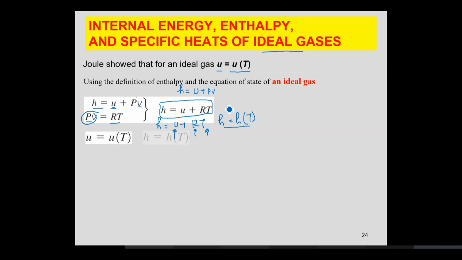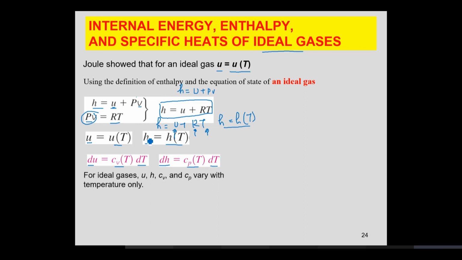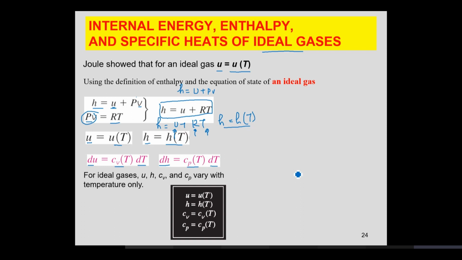In such a way, internal energy is a function of temperature, enthalpy is a function of temperature, change in internal energy is Cv multiplied by dT, change in enthalpy is Cp, which is a function of temperature, multiplied by dT. So for an ideal gas, enthalpy, internal energy, Cv and Cp, all four are functions of temperature only.